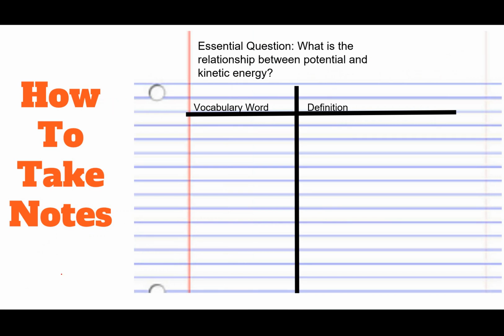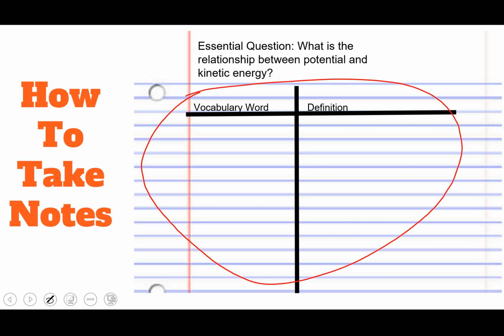All right, so before we get started, copy your T-chart, just like the T-chart on the right side of the page. I'm circling it right now. Your vocabulary word on the left side and your definition on the right side. Go ahead and then we'll move.